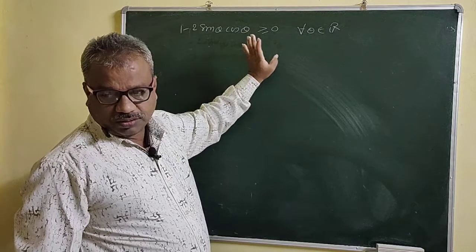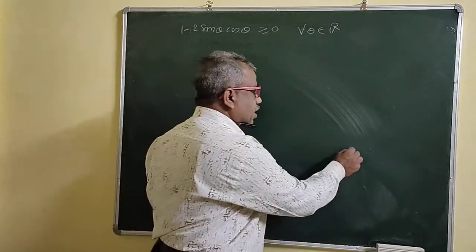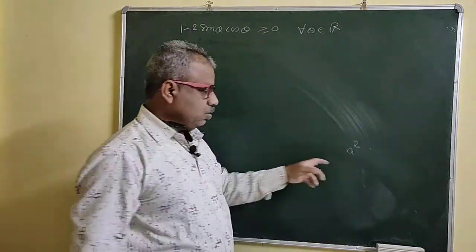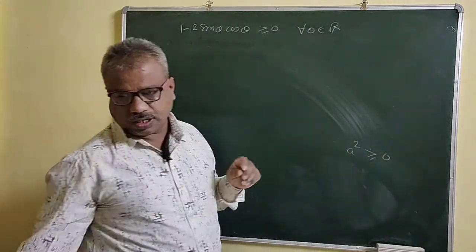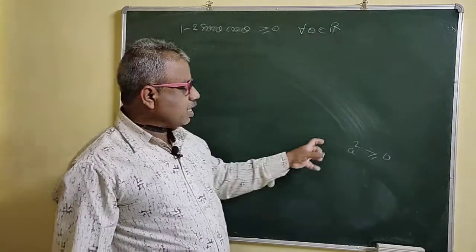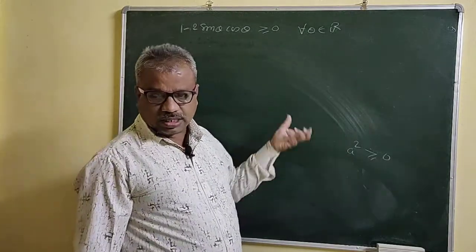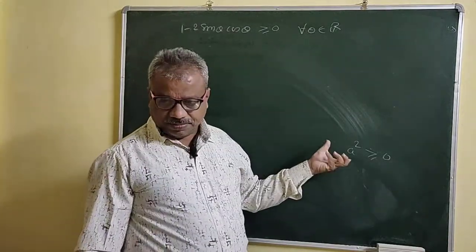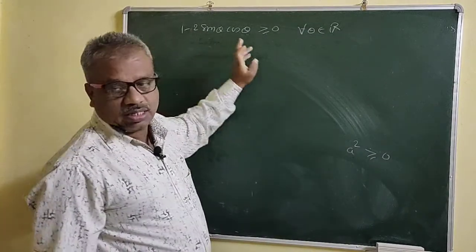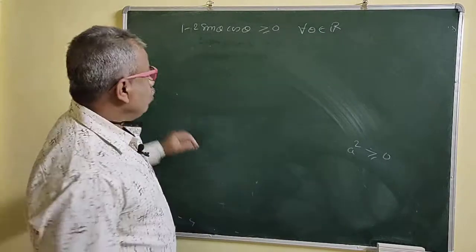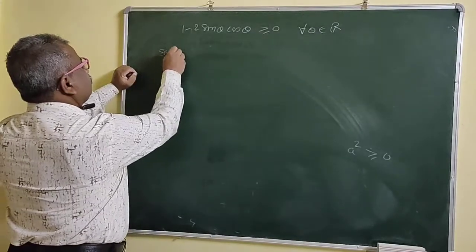That means it is non-negative, right? We know that a square is always greater than or equal to 0. So if you want to show something is greater than or equal to 0, you prove that it is the square of some real number. So we'll try to convert 1 minus 2 sin theta cos theta into the square of something. Okay, so we'll take the solution.